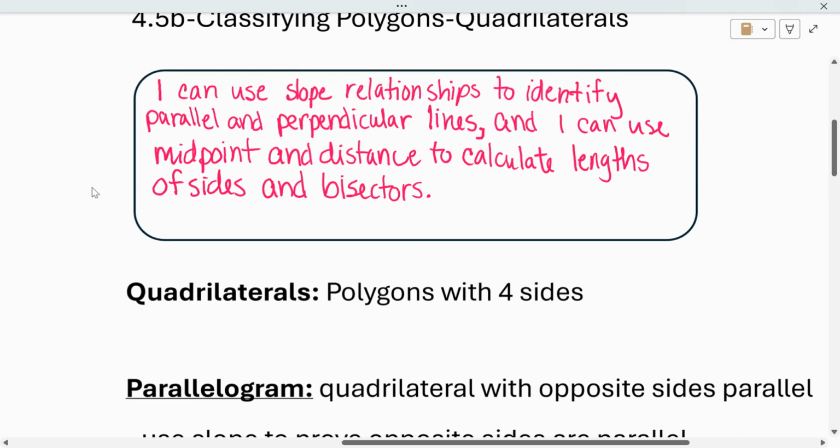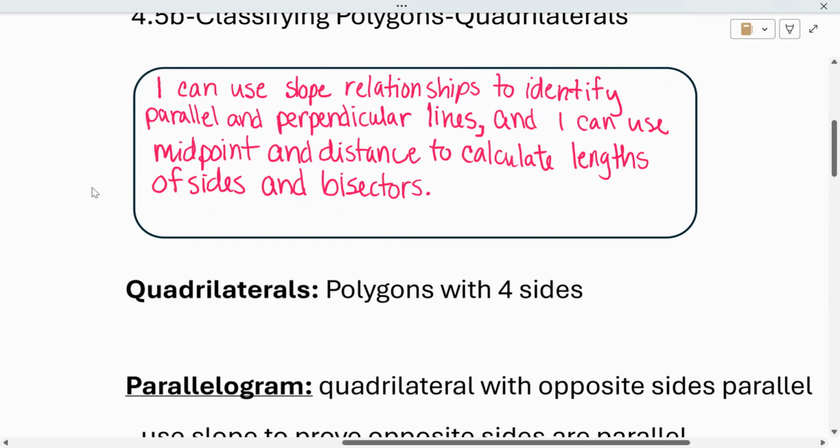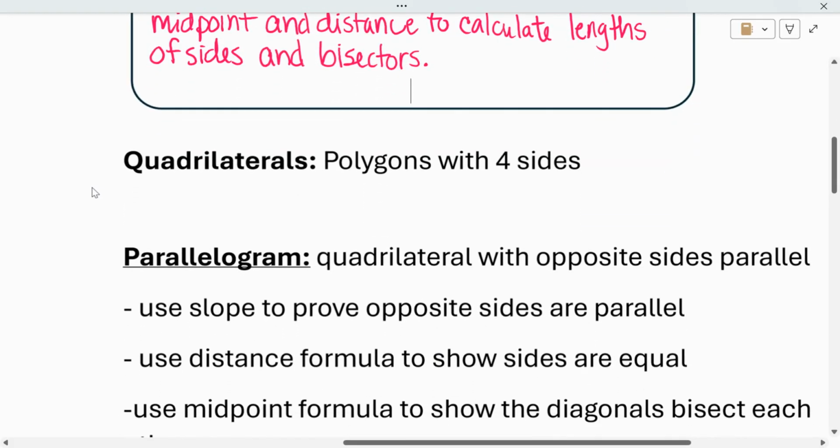Okay. So we said when we started our card sort today that a quadrilateral is just a polygon with four sides. And then we broke it up into some very specific types of quadrilaterals. You need to be able to identify three. It is the Math 1 standard that you can identify three types of quadrilaterals. Number one is a parallelogram. Number two is a rectangle. And number three is a square. Those are the only ones that you need to worry about.